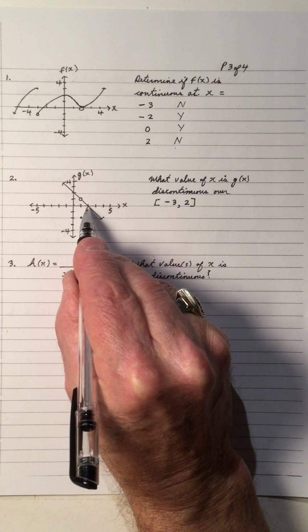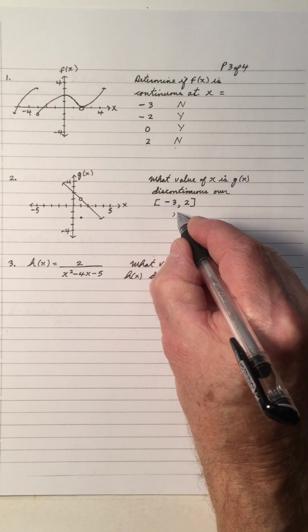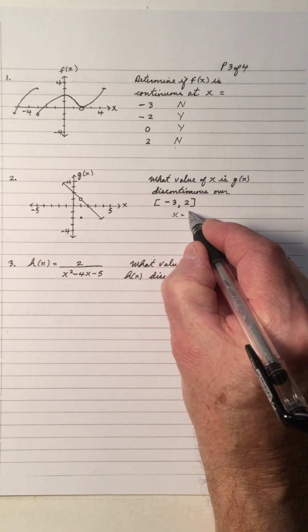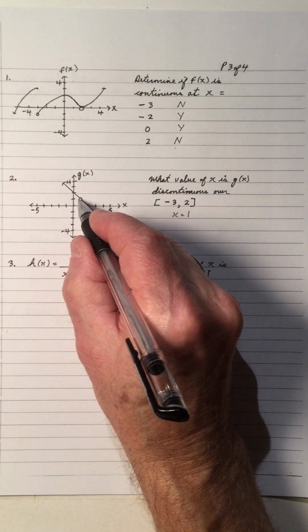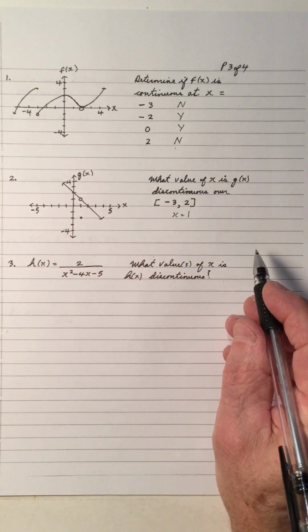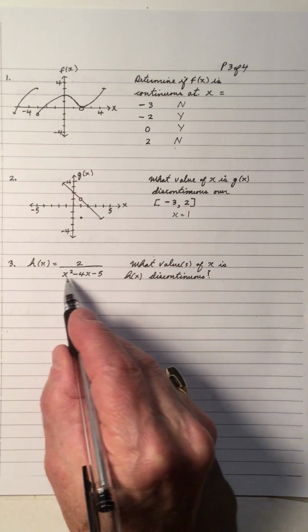So what value of x is the function not continuous? So the value of x is right here. X is 1. So when x is 1, this is a hole in the graph, so it's not continuous. It's hollow. Now we have h of x equals 2 over this quadratic.